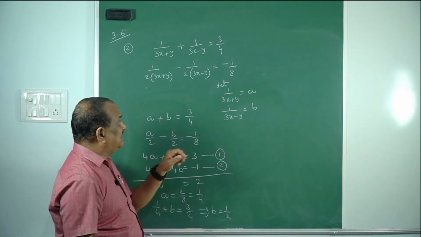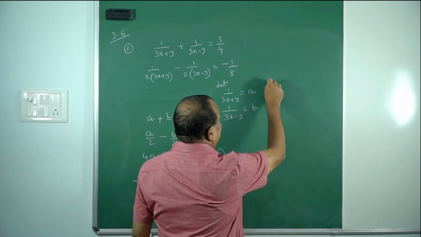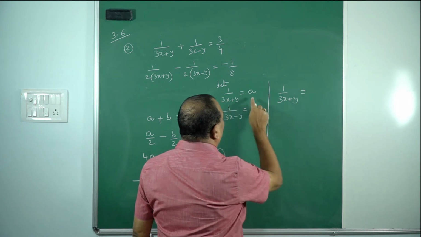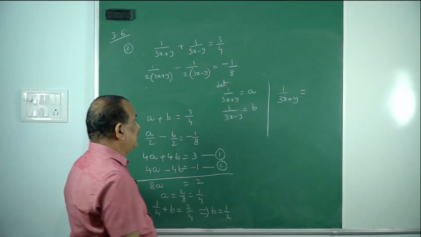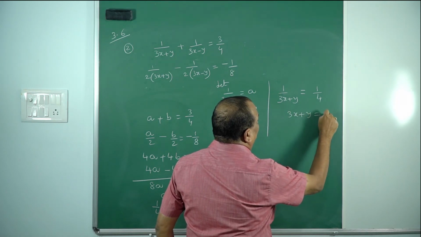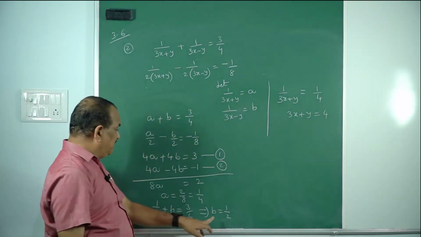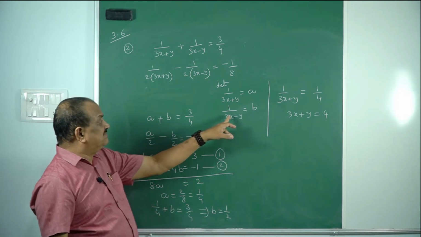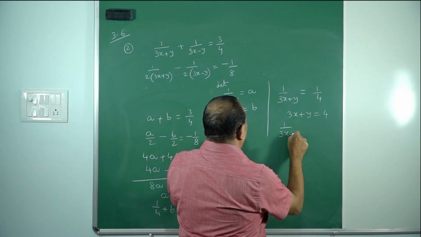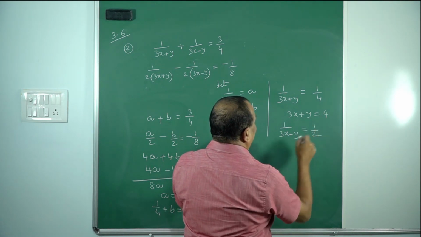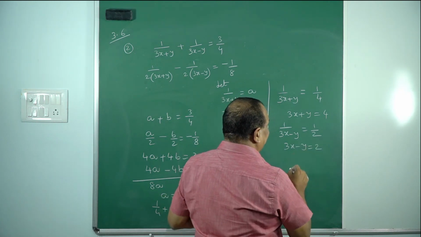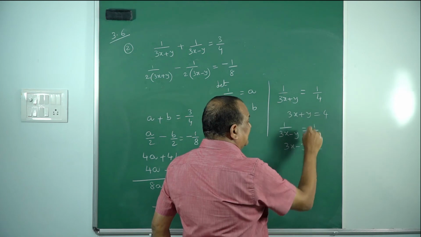I go straight away there. 1 by 3x plus y is equal to, what is a? 1 on 4. Therefore, 3x plus y is equal to 4. Next step, b is half. What is b? Here is b. Half. 1 by 3x minus y is equal to 1 on 2, 1 half. 3x minus y is equal to 2. This is my second equation. And this I have to solve.